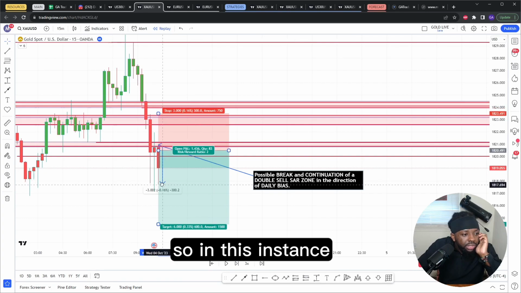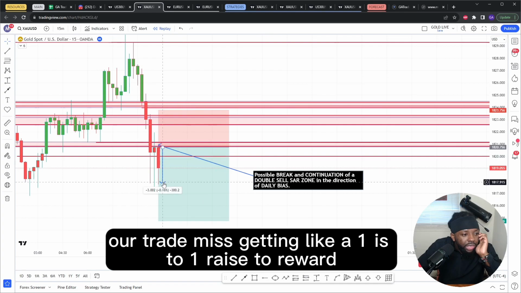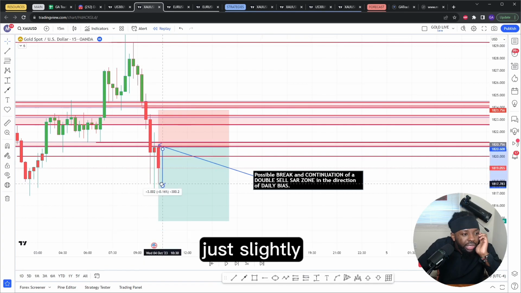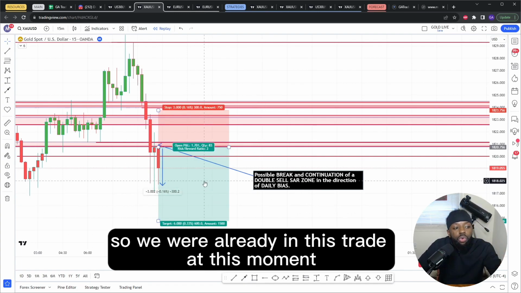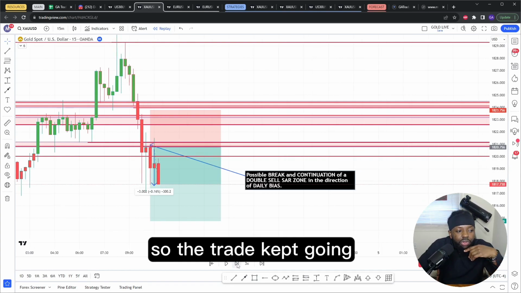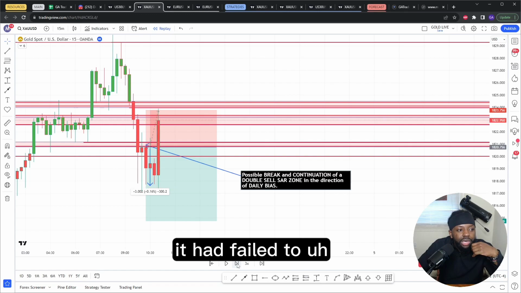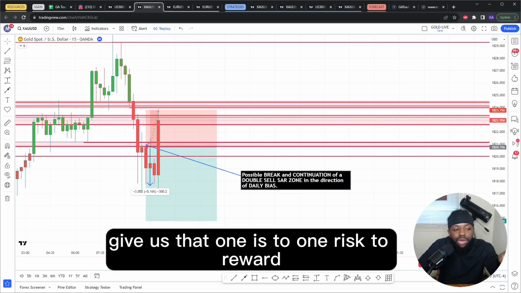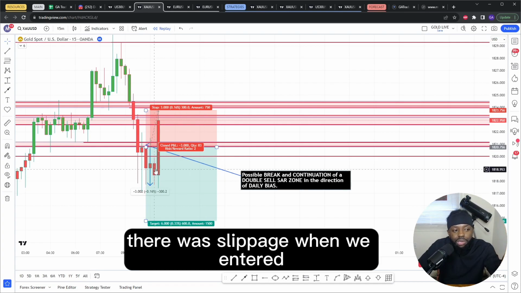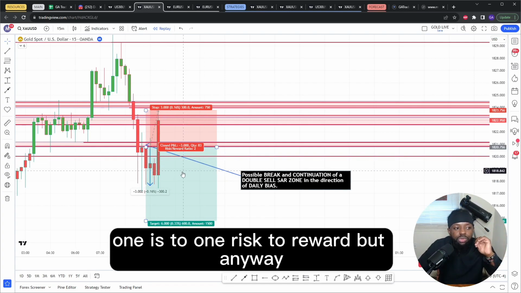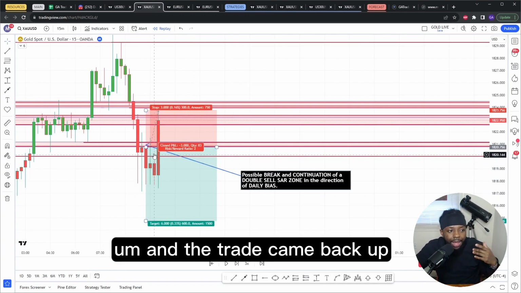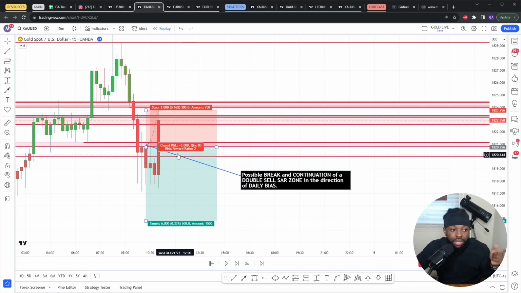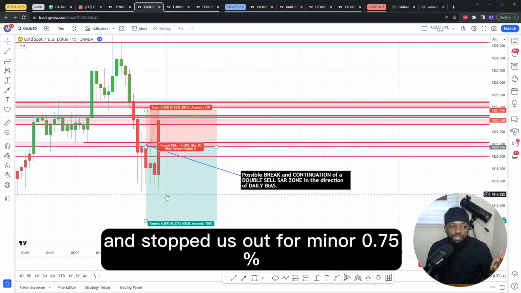So in this instance, our trade missed getting a 1:1 risk to reward just slightly, because I think due to slippage, we missed that 1:1. So we were already in this trade at this moment. The trade kept going, but it had failed to give us that 1:1 risk to reward, because again, there was slippage when we entered. I was hoping we'd get that 1:1 risk to reward, but we weren't able to, and the trade came back up and stopped us out for minus 0.75%.